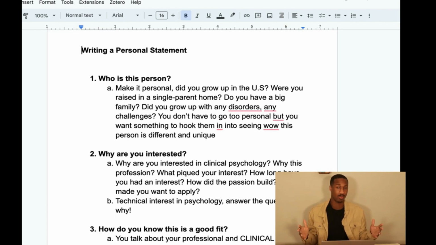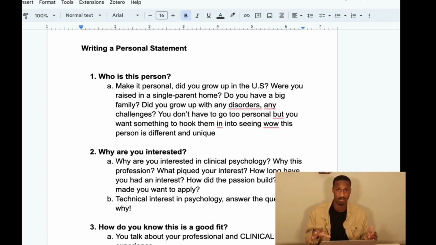Now, let's say there is a program that doesn't give you a prompt and you just have to write a personal statement. Okay, what should you write about? Where should you start? What should you do? The first thing is that the committee is really trying to figure out who you are as a person. They want to know who you are on paper. If they like you on paper, then they're going to want to meet you in person or virtually for your interviews.